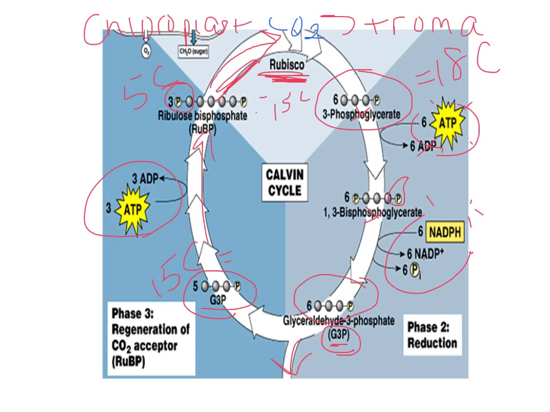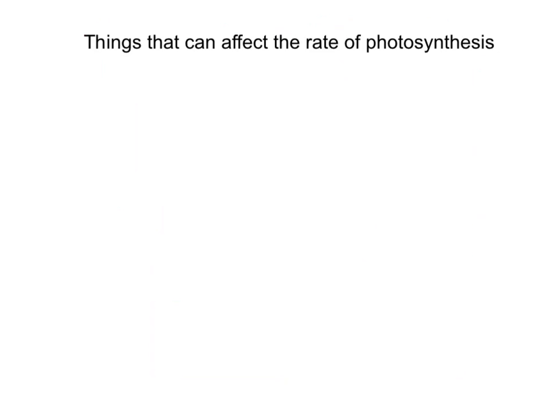Just file this away, write your notes down, write your questions down. We'll process whatever you need to process next class. So you've got your light reactions. You've made your ATP, you've made your NADPH, and you've used that to power your Calvin cycle, to actually start making the organic compounds.